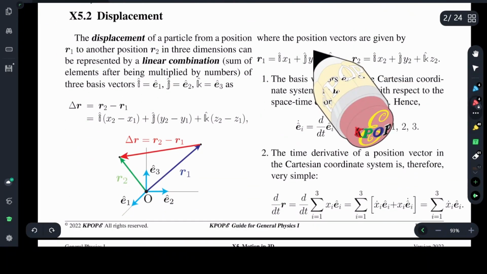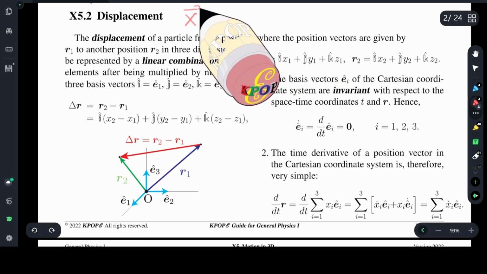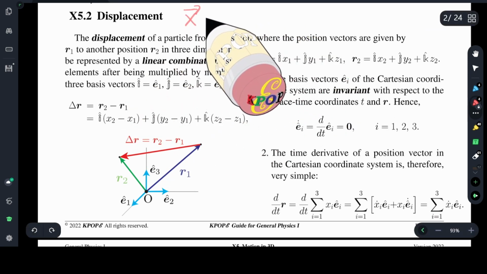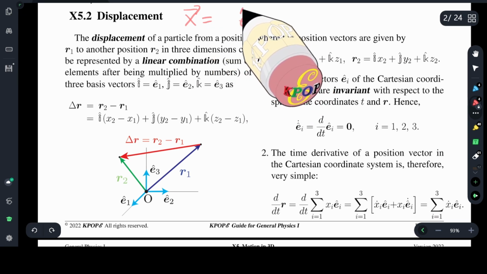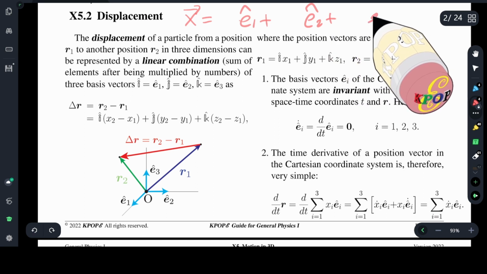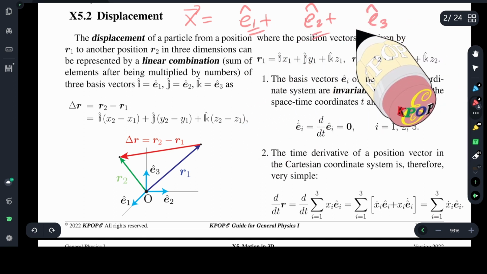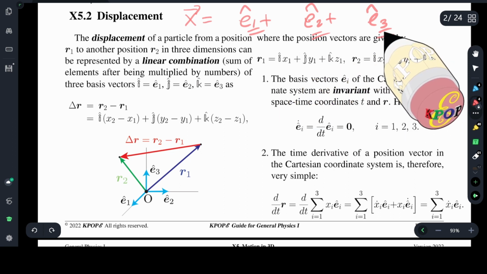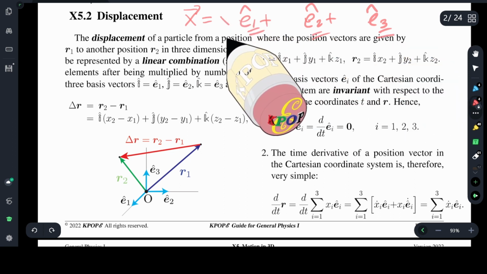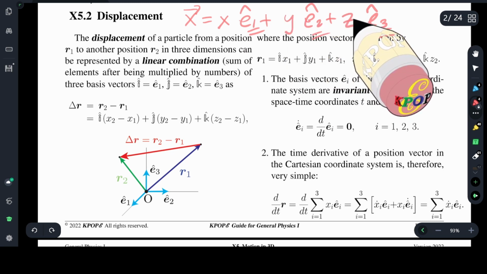Displacement. Displacement is the change in the position. I have the x vector. If we employ the Cartesian coordinate system, we have three linearly independent vectors called the Cartesian basis vectors and their corresponding coordinates: X coordinate, Y coordinate, and Z coordinate.